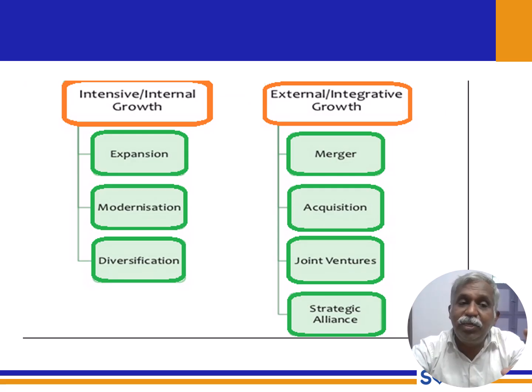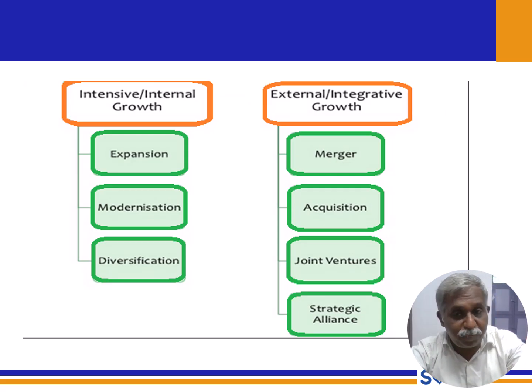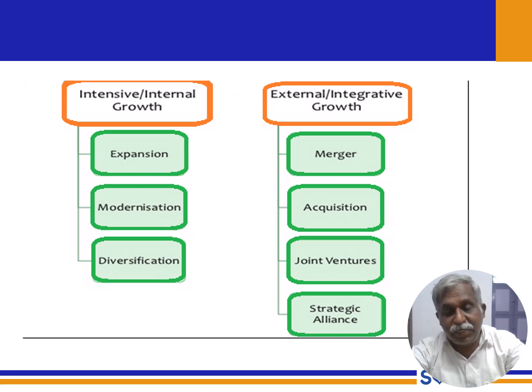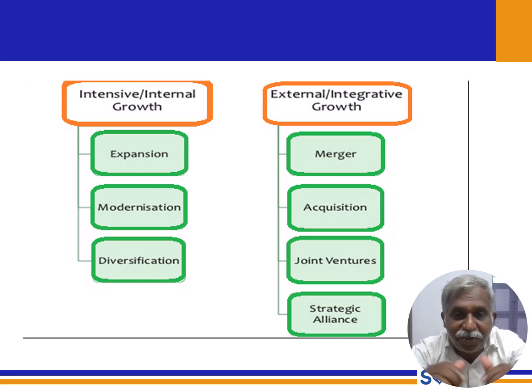So intensive growth means expanding our scalability or increasing new products, then modernization, then diversification. So expansion, modernization, diversification are the main parts of intensive or internal growth. Now, internally we have some growth. To make it to the next level, we accept external growth, that is merging.